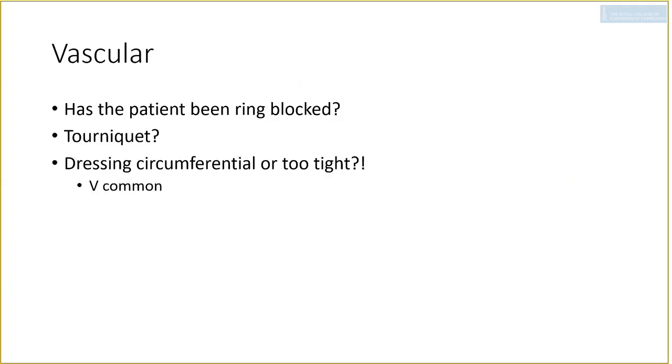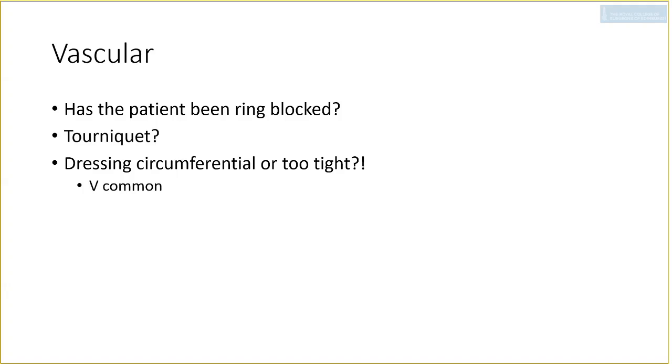Sometimes other things can mess with the vascular status of a digit. So has the patient had a ring block? Occasionally in A&E, very reasonably, the A&E doctors will do a ring block for analgesia and to assess the thumb or the digit, with a washout. So sometimes the ring block can not only injure the vessel itself by the needle, but can also compress the vessels around that area and blanch the digit. So it's worth getting an idea of when they were ring blocked and with what.